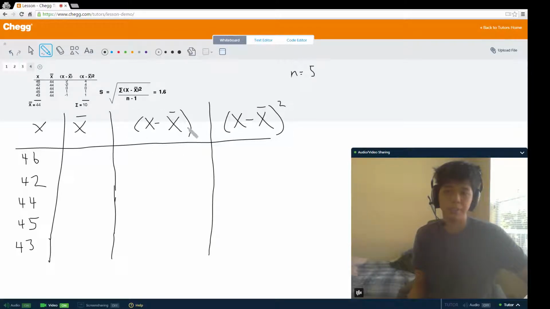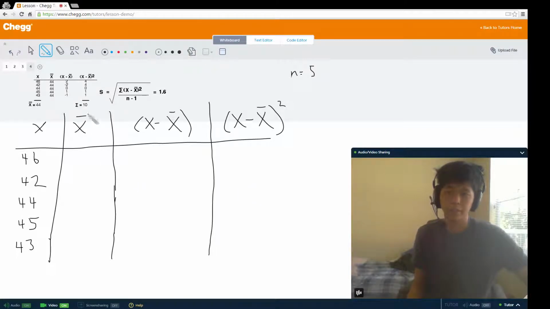Your third column is going to be the difference between your current observation and the mean. And then your fourth column is going to be the square of this. So all of these are values that we talked about in this formula up here. We're just going to put it in table format so it's easier for us to observe what happens.